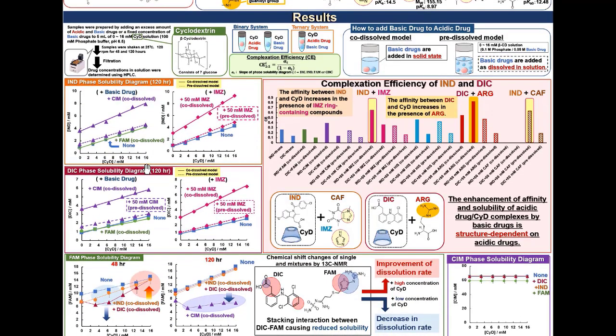The following are the experimental results. First, the solubility of indomethacin was greatly improved in the presence of cimetidine, imidazole, arginine, and caffeine. The CE of the indomethacin-CYD complex was significantly increased from the state where nothing was added, by the addition of imidazole and arginine in the co-dissolved model and caffeine in the pre-dissolved model, respectively.